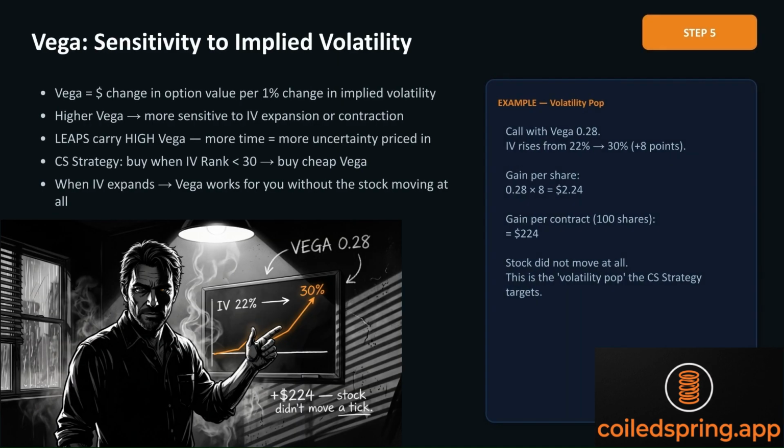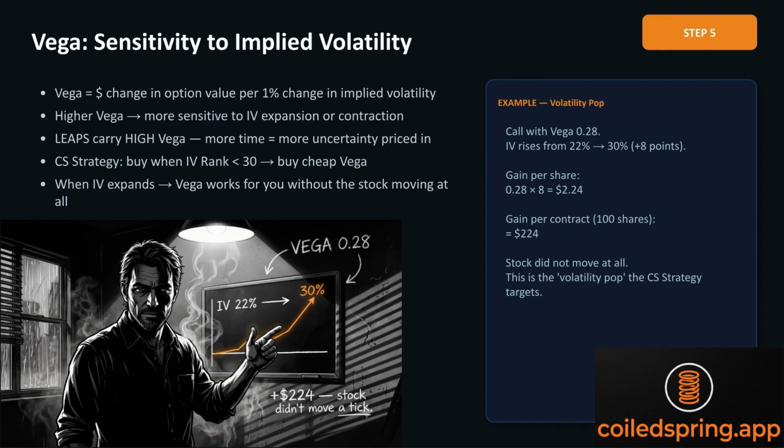As most people come from a stock trading background. With stocks, value moves when the price moves. With options, value can move significantly even when the stock doesn't move at all. Vega is the reason why. Vega measures the dollar change in an option's value for every 1% change in implied volatility. A Vega of 0.28 means that for every 1 percentage point increase in implied volatility, the option gains 28 cents per share, $28 per contract. And for every 1 percentage point decrease, it loses that same amount. Vega works in both directions.